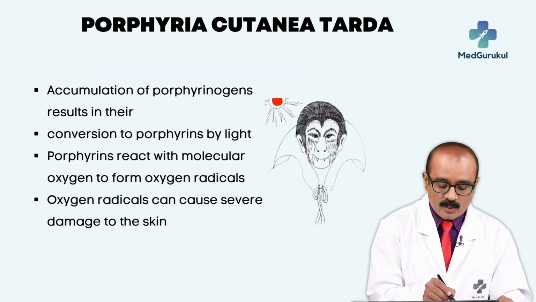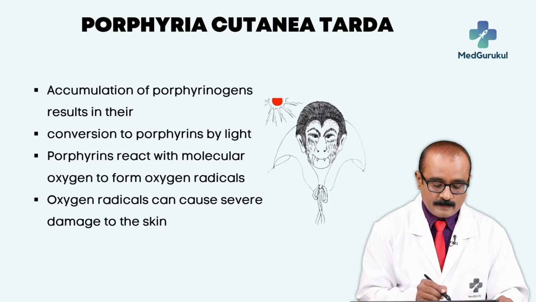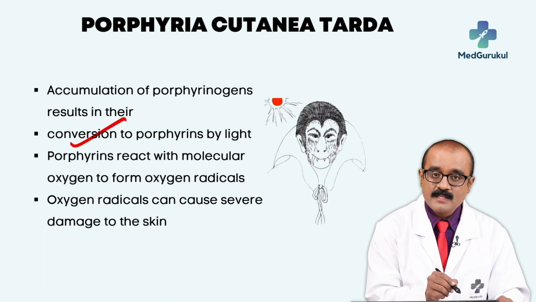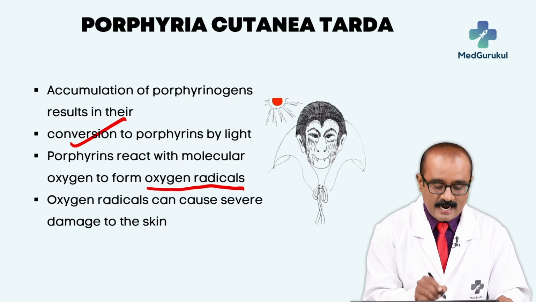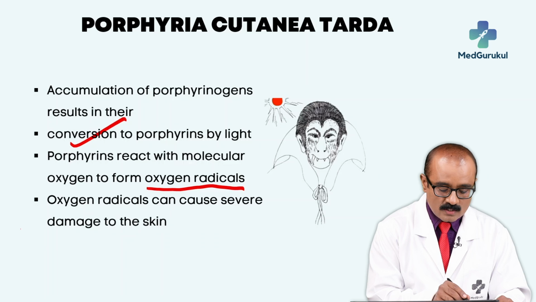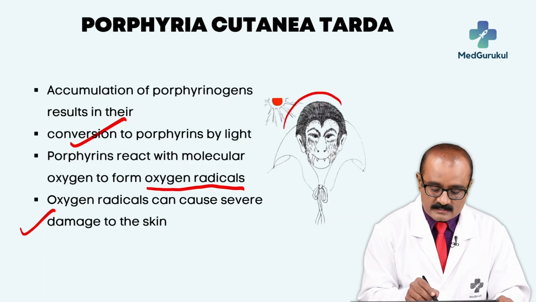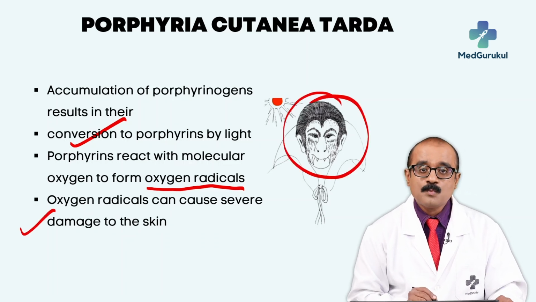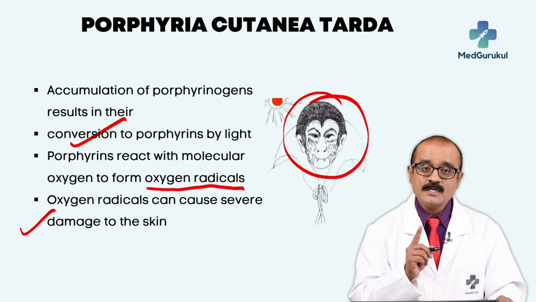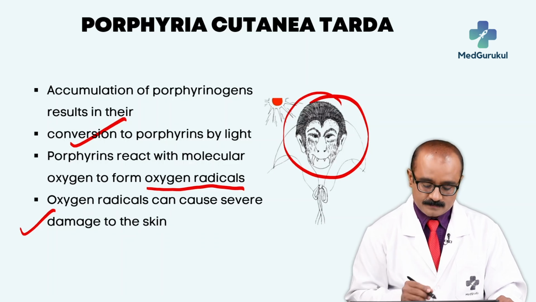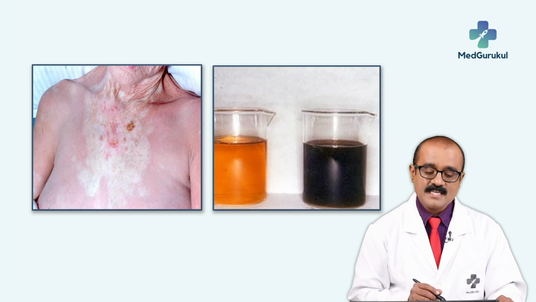So, what happens? The accumulated porphyrinogens get converted to porphyrins when light is exposed. Once the porphyrins are formed, they react with molecular oxygen and form oxygen radicals. Because of this, they can cause severe damage to the skin. Can you see this? This is the typical ghost-like feature, which is the most common feature seen in Porphyria cutanea tarda and most of the porphyrias, except acute intermittent porphyria, because in that, porphyrinogens are not being formed.